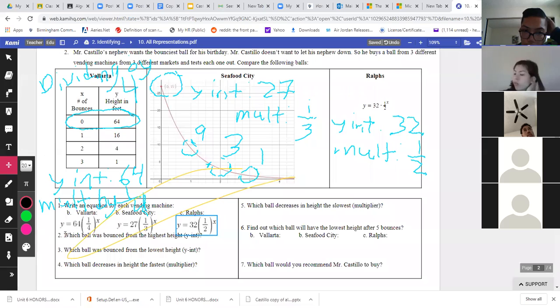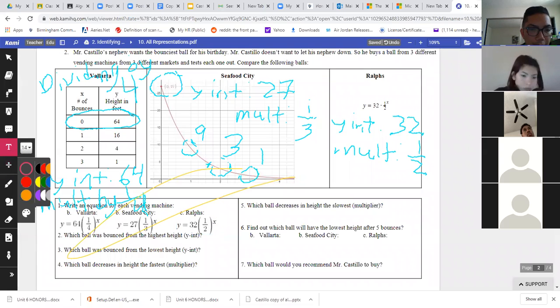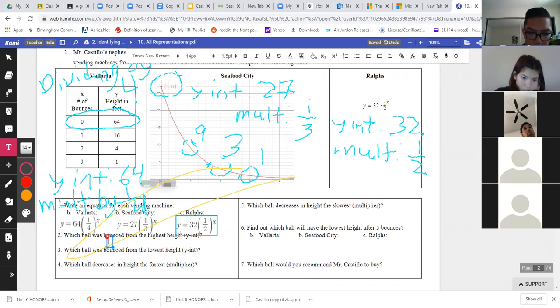So number 2, which ball was bounced from the highest height? So once again, that's your y-intercept because that's where you start with, right? And then so you could answer that. Which ball was bounced from the lowest height? So once again, that's where we start, the lowest y-intercept.